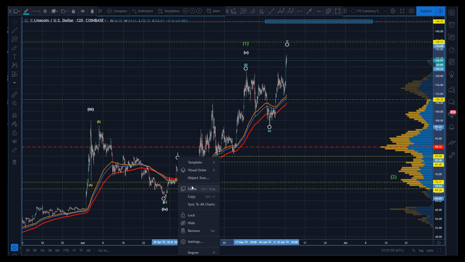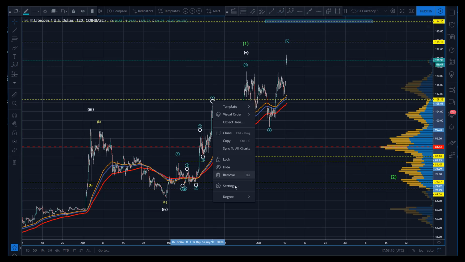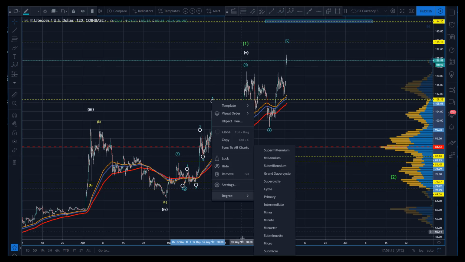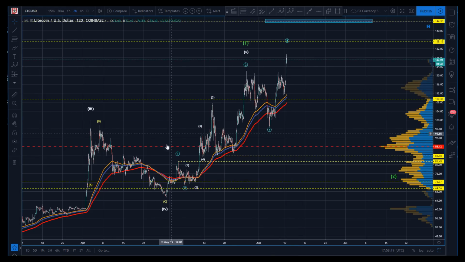So if the 2 is going to hold here, let's take this up a degree. We'll take that to micro, and then we'll go down. So it looks like we have to go 1, 2, 3, 4, 5. Sub-micro, and let's go to white so we can see. So it looks like we have to go into a 1, 2. No, I think we've got to go 1. So this stays as our 1, 2. This has to be, let's see here. So this is our 1, this is our 2.